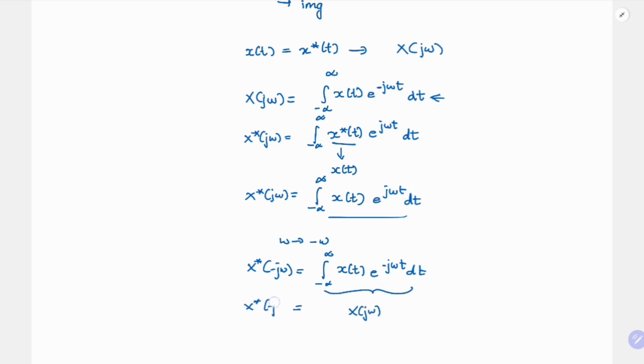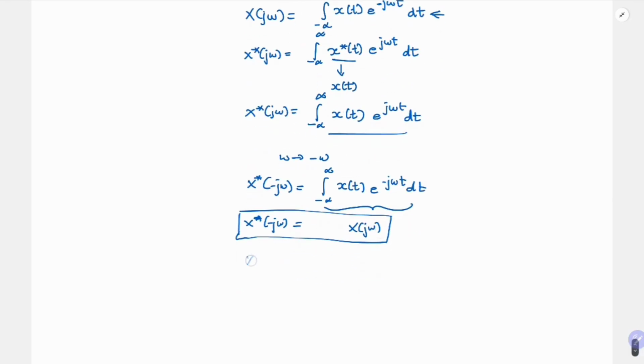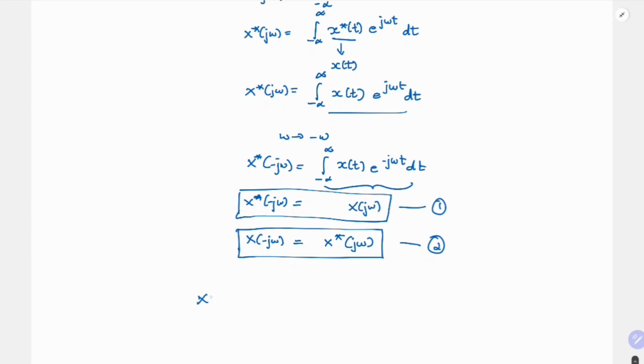So this is the property we got: X conjugate of minus j omega is equal to X of j omega. If I take another conjugate, I get X of minus j omega is equal to X conjugate of j omega. So these two things I have. Now I have mod X of j omega square, which is nothing but my power spectral density. This is X of j omega into X conjugate of j omega. Now using 1 and 2, X of j omega is X conjugate of minus j omega, and X conjugate of j omega is X of minus j omega.